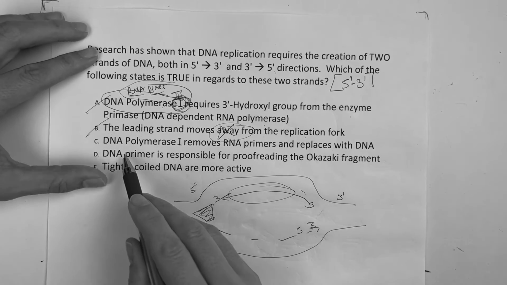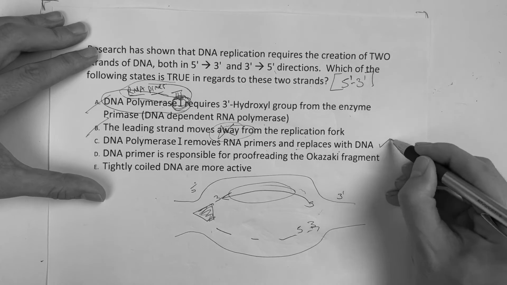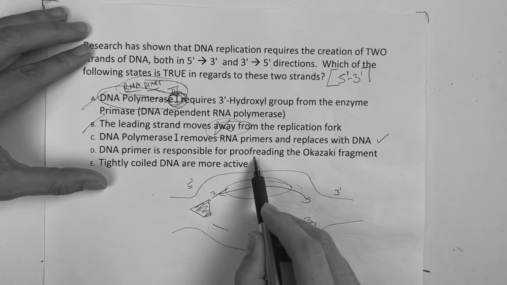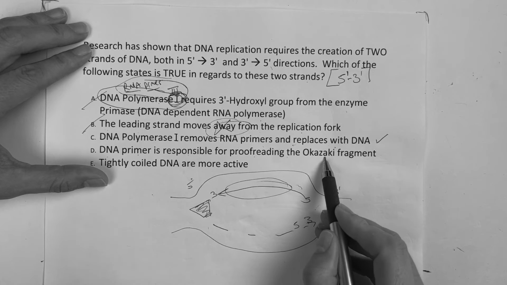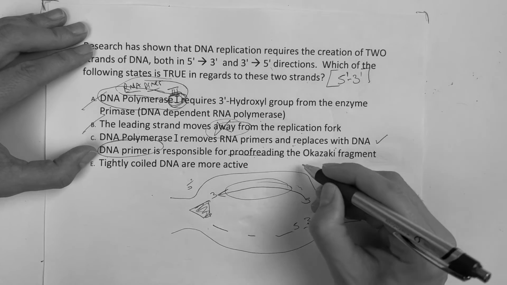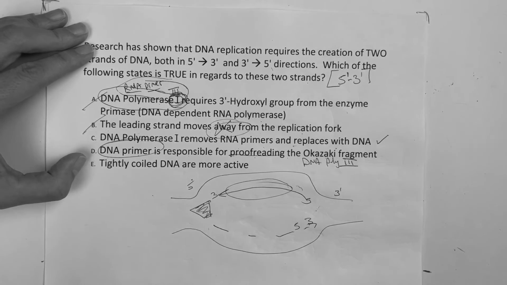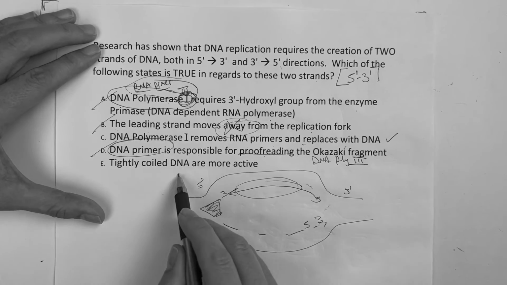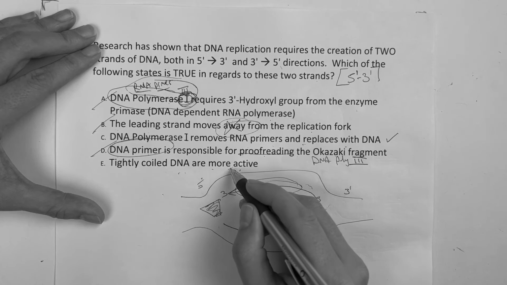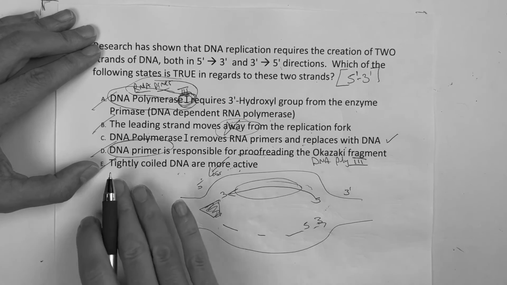Is it C? DNA polymerase 1 removes RNA primers and replaces with DNA. Well, I like it. Let's just keep going. D, DNA primer is responsible for proofreading the Okazaki fragments. No, it's not. DNA primer is not responsible for proofreading. It's DNA polymerase 3. And is it E, tightly coiled DNA are most active? No, remember, tightly coiled DNA are going to be the inactive. They would be less active, okay? It's the loosely coiled that are more active.